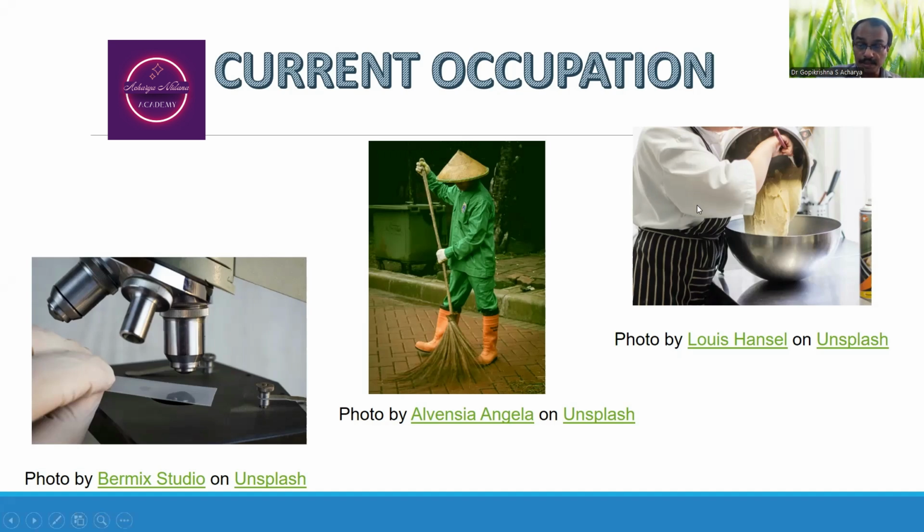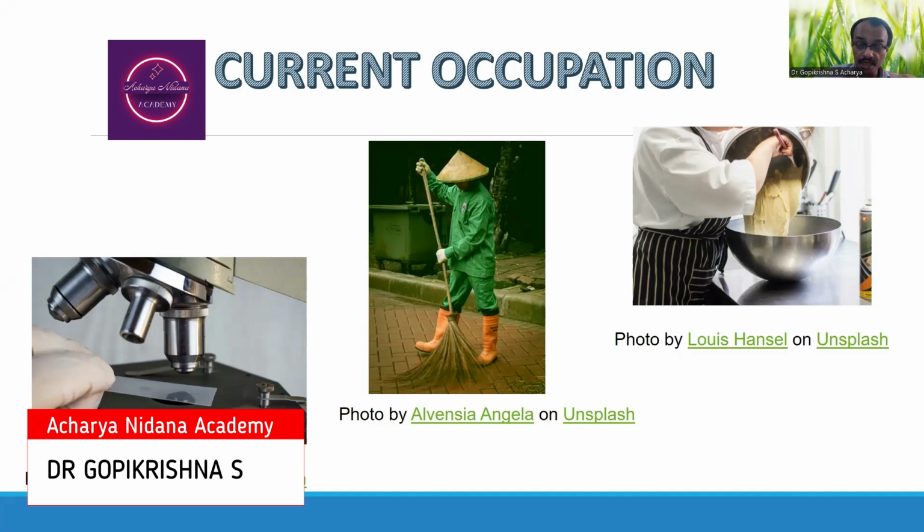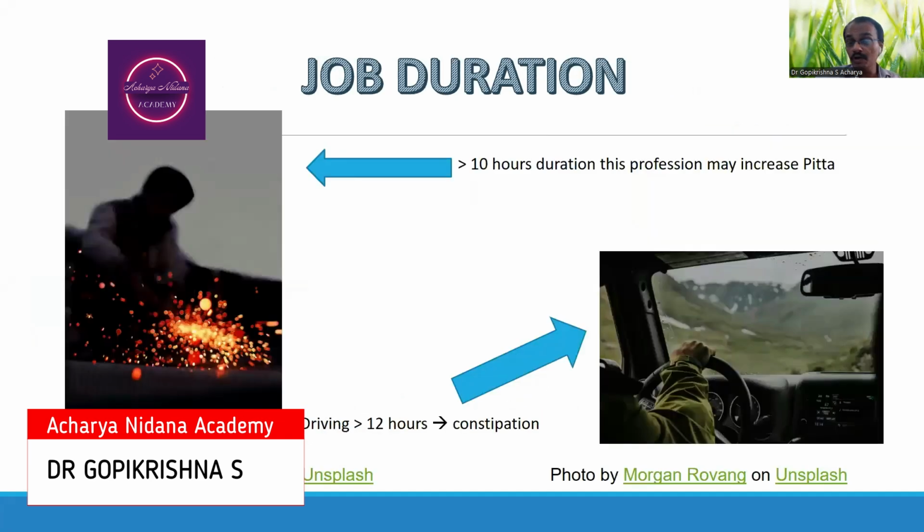Whereas in the third example, he has a cooking profession. In the sense, he is more exposed to fire or gas. So he is more prone to have an increase of Ushna Guna in the body. In that sense, the person may develop pitta dominant diseases in due course of time. In that way, the current occupation will be helpful in diagnosing the diseases.